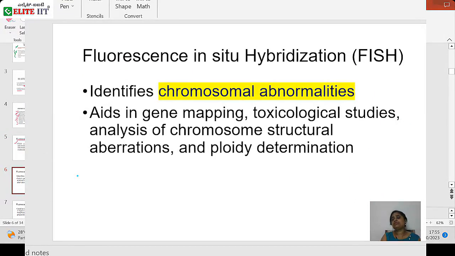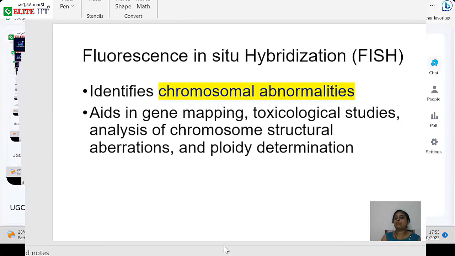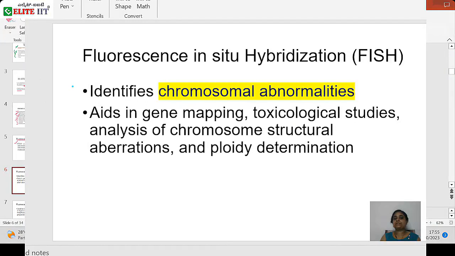The main purpose of doing FISH is identifying the chromosomal location you want to analyze, or if you want to identify any chromosome, you can localize that chromosome. In most medical uses, we can identify if there are any chromosomal abnormalities or not. So that is the main purpose.